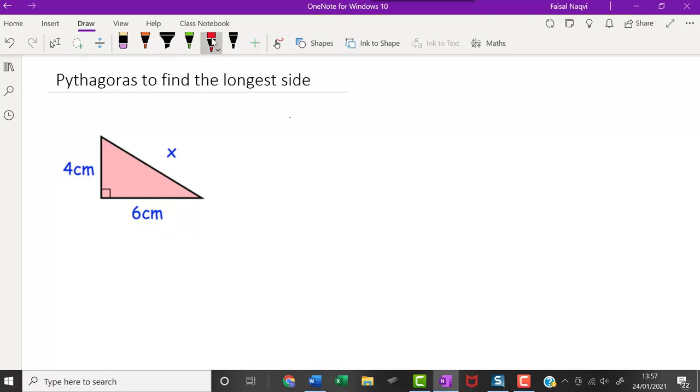I then write my Pythagoras' theorem, a squared plus b squared equals c squared. My next step is I've got to find my c. My c is a side that is opposite my right angle. My longest side is the one that's opposite the right angle, which is x. So underneath the c squared, I'm going to write x squared. With the a and b, it doesn't matter which order these are in. You could have the 4 squared first or the 6 squared first. It really does not matter.